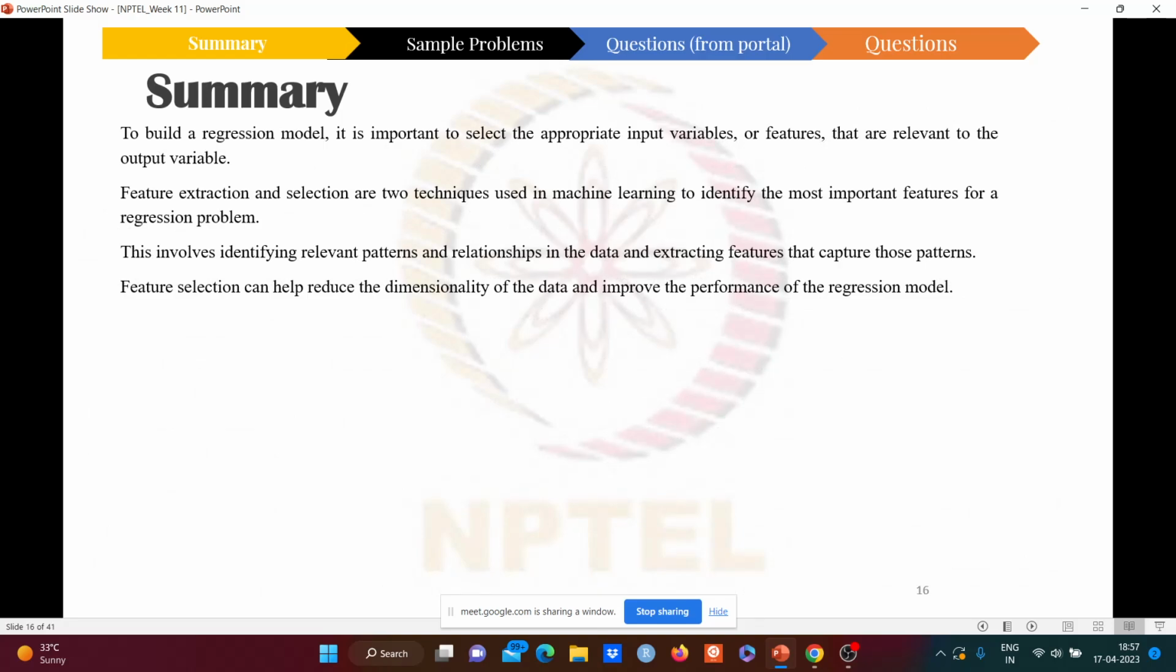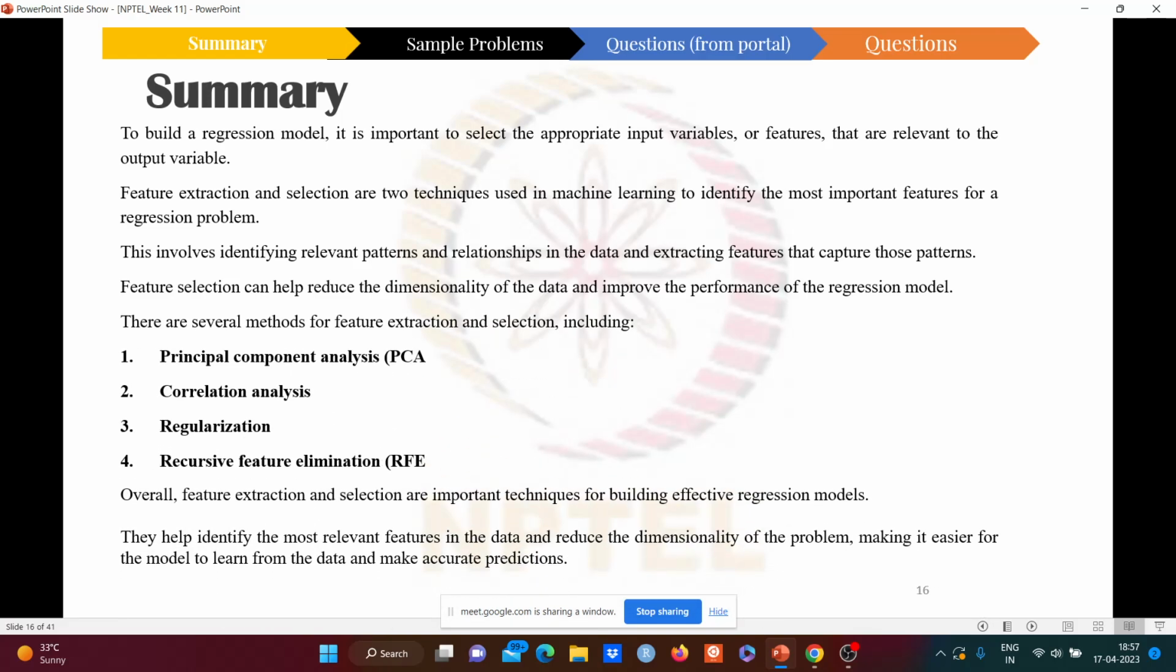And similarly, we have feature extraction and feature selection techniques. So the techniques here include principal component analysis. This includes reducing the dimensionality of the data by identifying the principal components that explain the most variance in the data. So using PCA, we'll get the most important features in the data, and also it will reduce computational complexity.